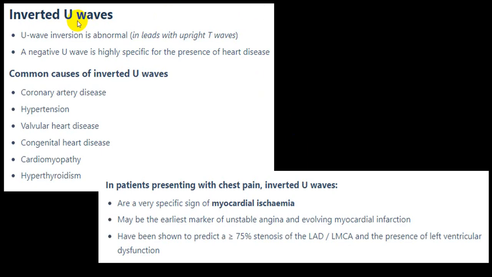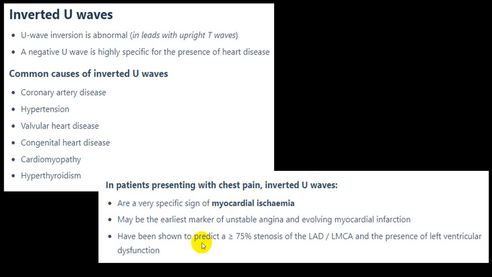As far as the inverted U wave is concerned, we already mentioned that U wave inversion is always abnormal, and it is in the lead with upright T wave, and it is very specific of ischemic heart disease, particularly coronary artery disease. It may also be seen in some cases of hypertension along with LVH, in cardiomyopathy, and sometimes also in hypothyroidism. So it is more specific for myocardial ischemia. So you must look for inverted U wave to rule out myocardial ischemia.